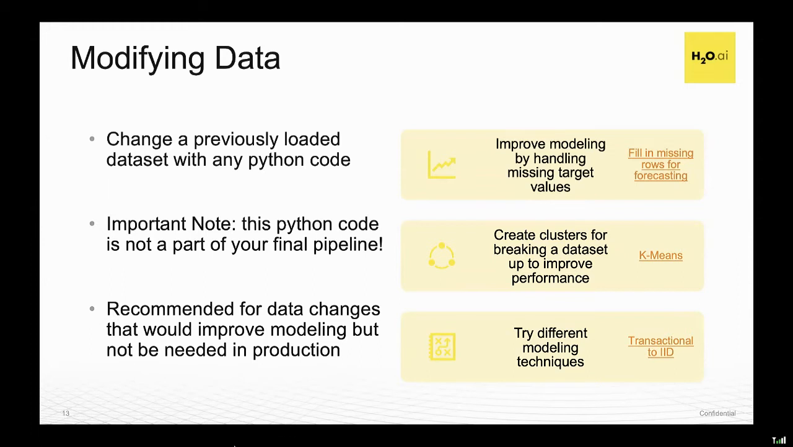We might also want to try different types of modeling techniques for our data. So a use case with a customer recently, we had transactional data. So it wasn't good for time series forecasting because it was very common transactional data happening a lot of the time. But what we wanted to do was to aggregate and group it so that it would be IID, where basically every row is independent from each other. And so this is a data recipe that would do that on your data. It takes transactional data and it aggregates it up to IID.